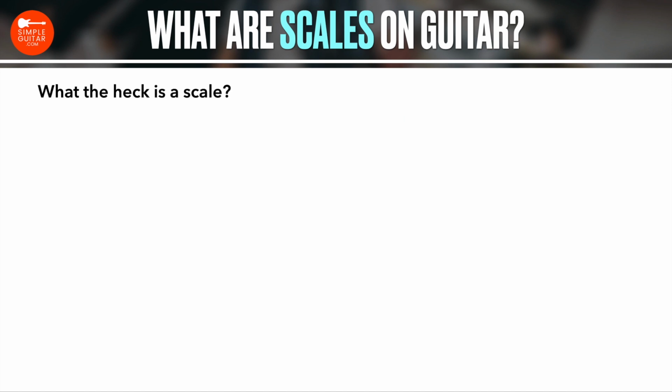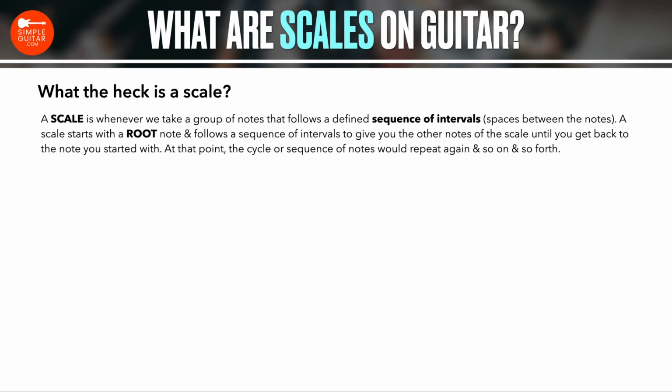So what the heck is a scale? Okay, well, a scale is whenever we take a group of notes that follows a defined sequence of intervals. Okay, now the intervals are the spaces between the notes. And a scale will start with a root note and follows a sequence of intervals to give you the other notes of the scale until you get back to the note you started with. At that point, the cycle or sequence of notes would repeat again, and so on and so forth.